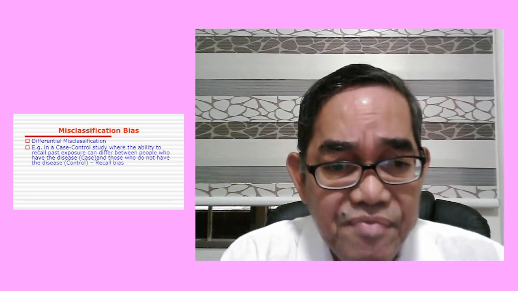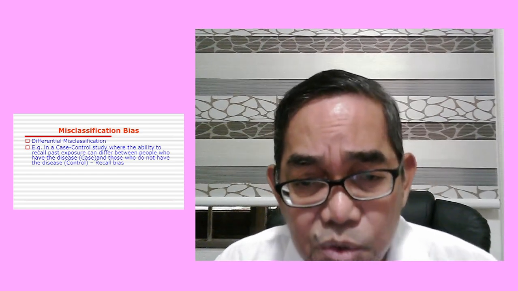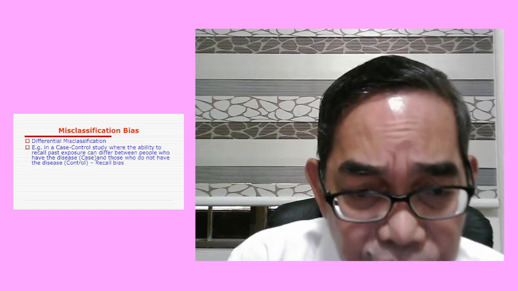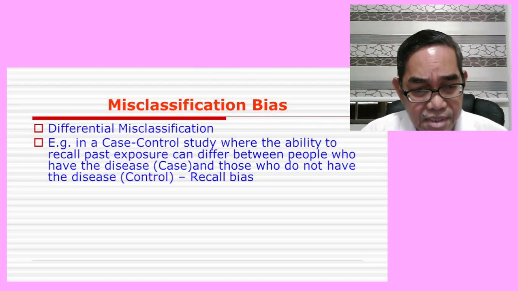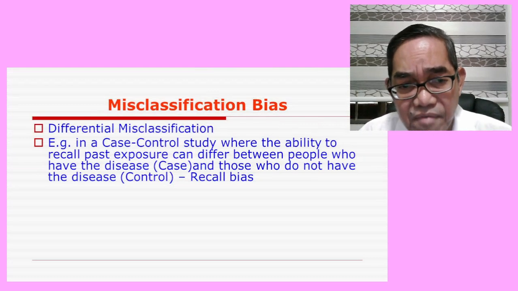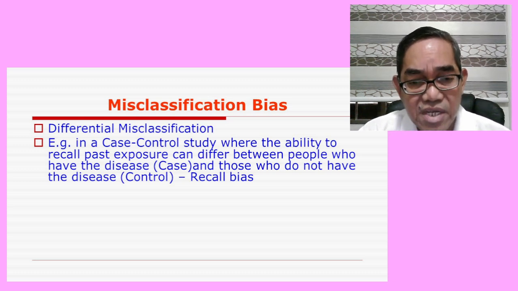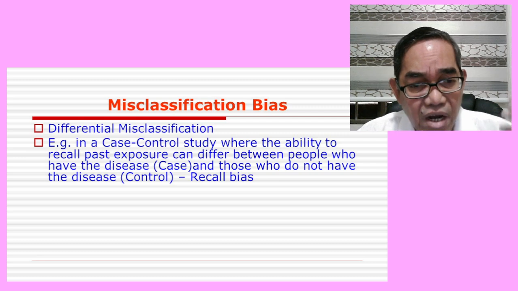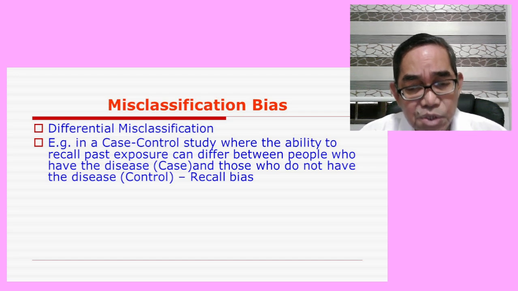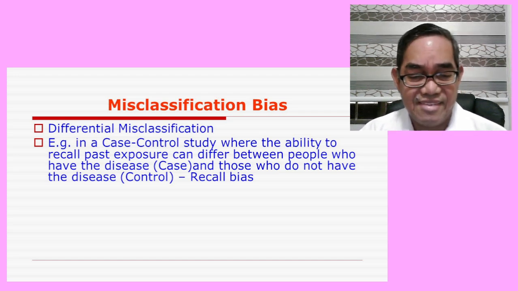So people with the disease are more likely to recall past exposure than people who don't have the disease. That's an example of a differential misclassification. The classification of exposure among the cases and among the controls are different.